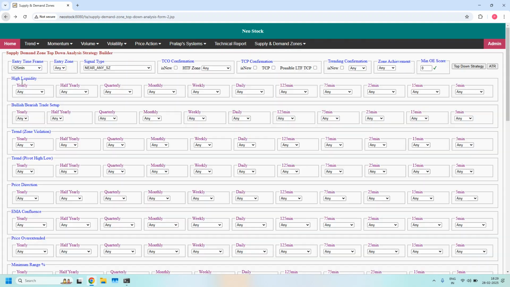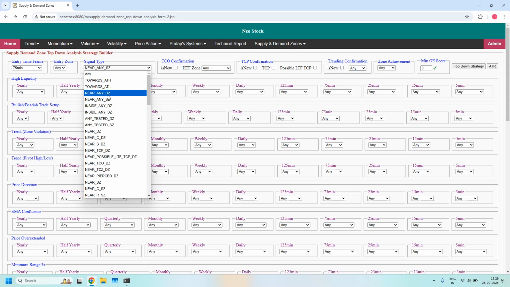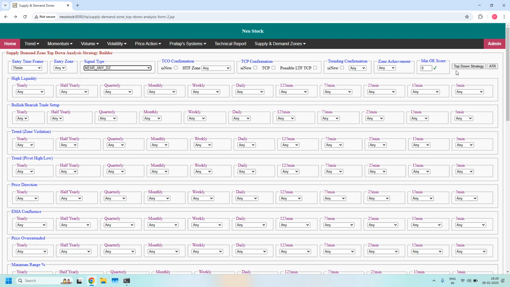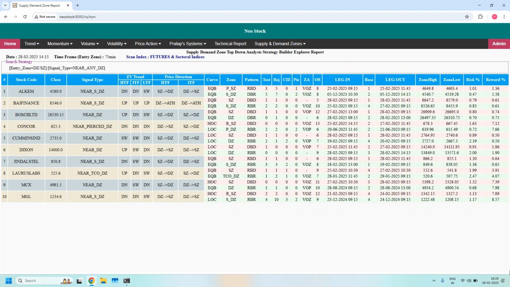Okay, next time frame is 75 minutes. Entry time frame 75 minutes. Let us find the stocks near 75 minutes demand zone. We got 10 stocks. Let us identify 75 minutes high liquidity zones from this list. This is a pierced zone. You can't use it for pierced zone strategy.